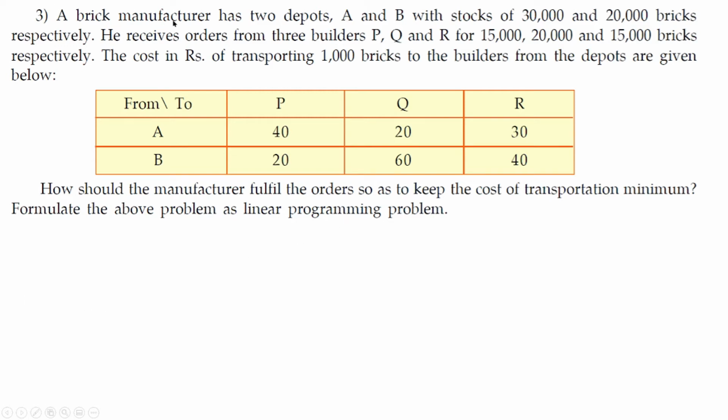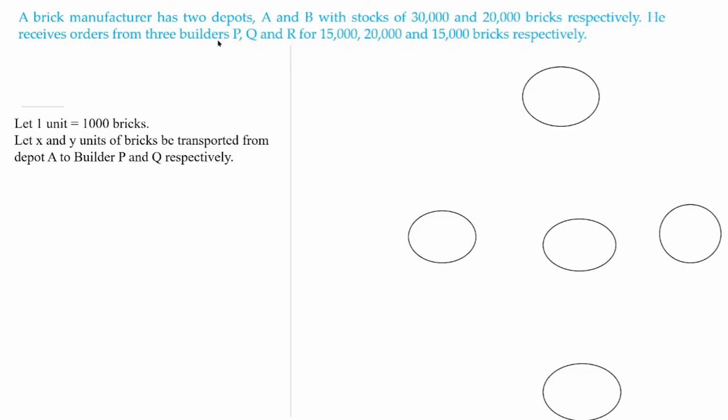So here we have a brick manufacturer who has 2 depots A and B with stocks 30,000 and 20,000 bricks respectively, and he received orders from 3 builders P, Q and R, and the cost of transporting from each of the depots to each of the builders is given in this table. Now we need to formulate this as a linear programming problem where our objective is to keep the cost of transportation minimum. So this is a transportation problem, which is the third type. So the sentence which is given in the question is written here.